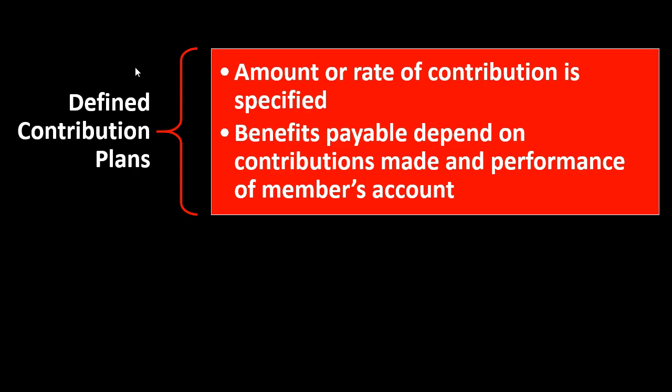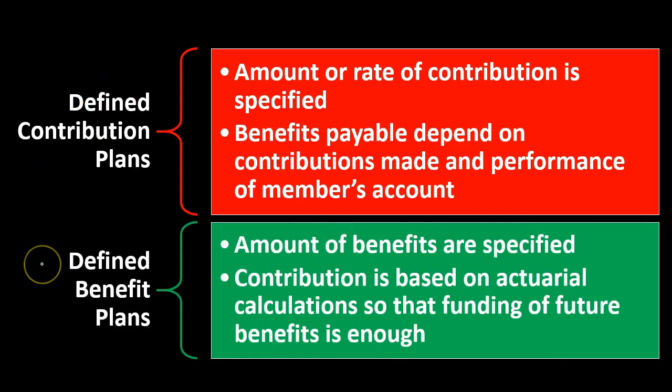Then we have another type of plan, which is the defined benefit plan. Within the defined benefit plan, the amount of the benefits is specified, and then we think about the contributions, which are going to be based on actuarial calculations so that the funding of future benefits is enough. So this is a bit more complicated for us to speculate on what the contribution will be, because we're going to be using actuarial calculations in order to figure out what the contributions should be, because the focus here is on the amount of benefits to be specified.